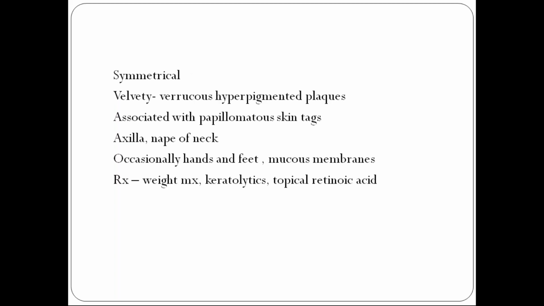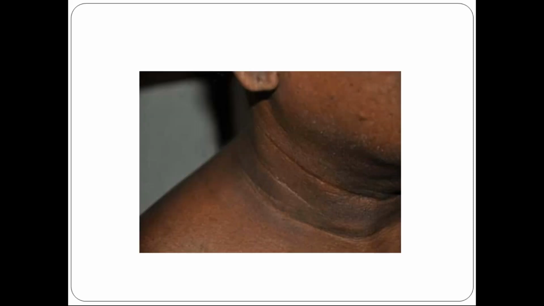Here you'll see symmetrical velvety to verrucous hyperpigmented plaques. These are associated with papillomatous skin tags. Usually the axilla and nape of the neck are the areas where you see acanthosis nigricans. Occasionally hands and feet and mucous membranes. Treatment is reduction of weight, keratolytics and topical retinoic acid. You can see the very symmetric velvety hyperpigmented thick plaque over this patient's neck. So this is a tip: you can see a similar kind of lesion in the axilla also.